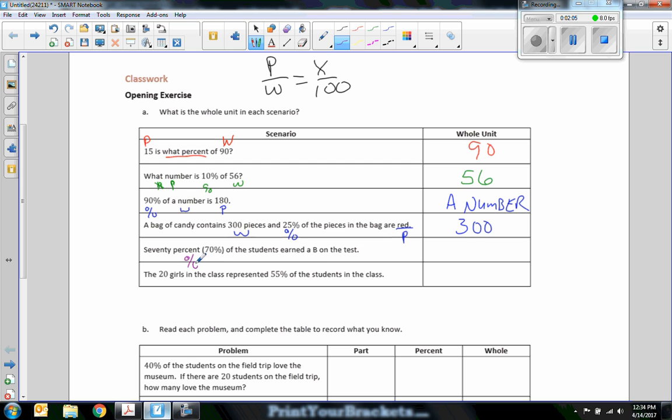70%, there's my percent, of students earned a B on the test. Of the students, that's the whole. The ones who got a B was the part. So the whole was all students.